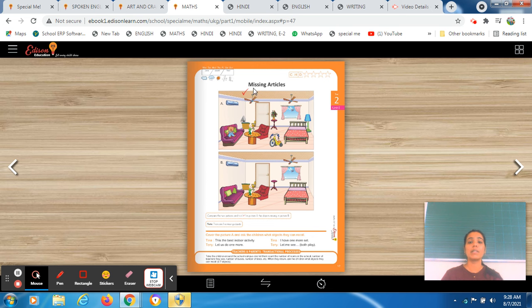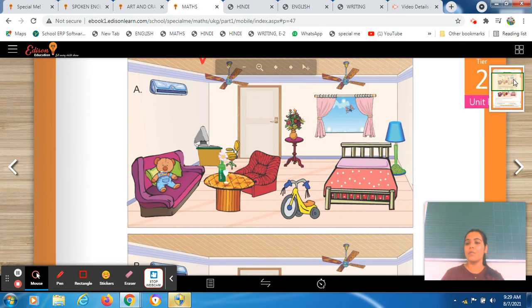So you all have to open this worksheet, students. The caption is missing articles. You will see this picture carefully. There are two pictures and both of the pictures are same, but there is a difference and there are some missing articles in both of these pictures. So what we have to do, we have to search those missing articles from this picture. So this is a fun filled activity now. Okay, so we will do this today.